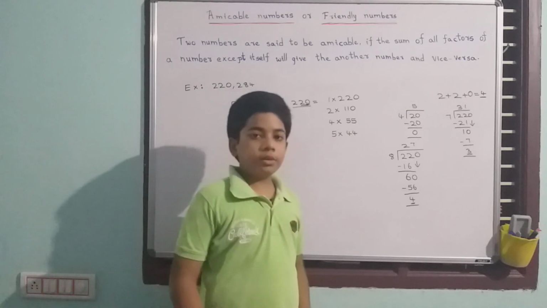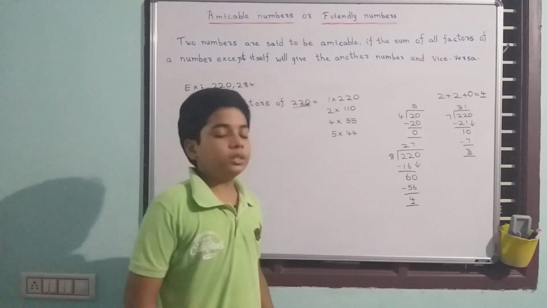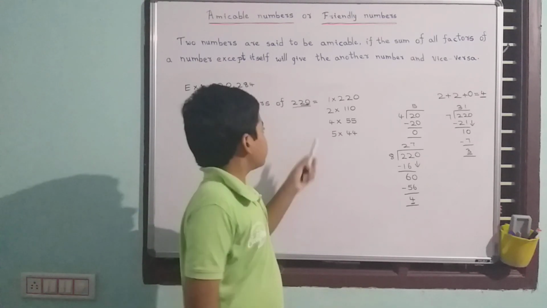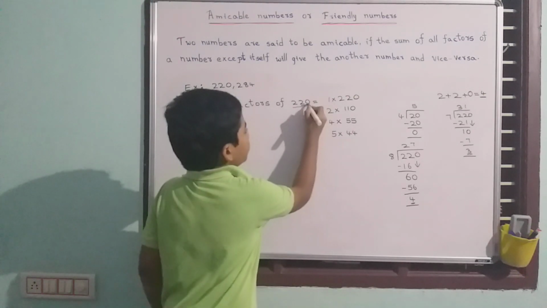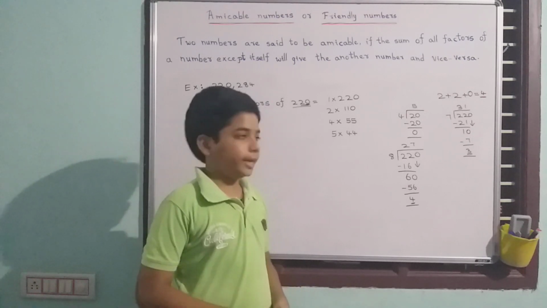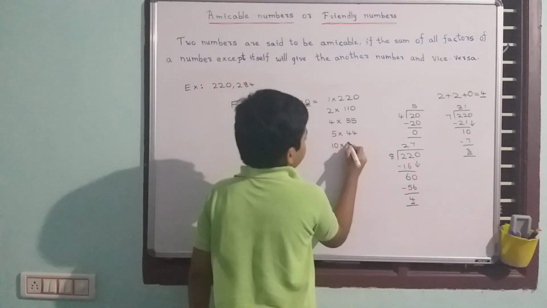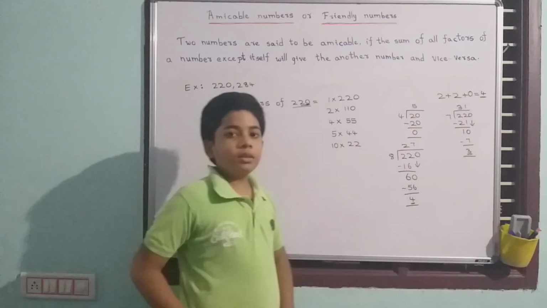Let us check with 10. The divisibility rule of 10 is the units digit has to be 0. So the units digit of 220 is 0. So 10 is a factor of 220. 10 times 22 is 220.